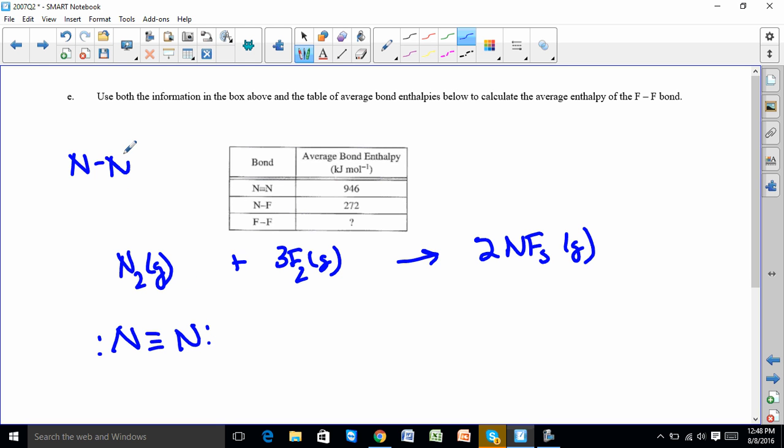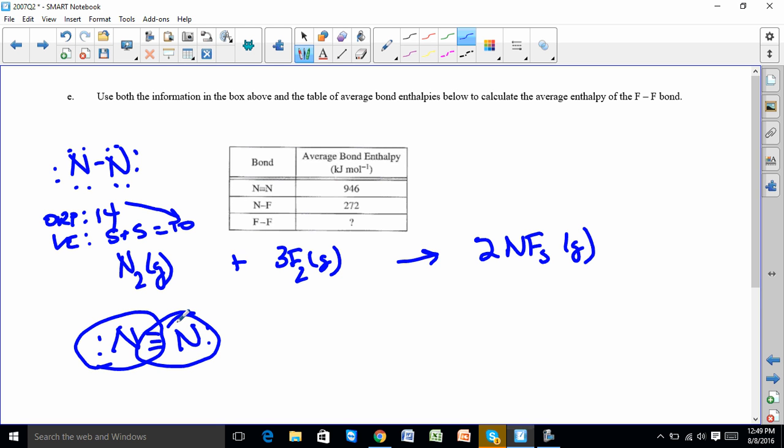If I do N like this, it has 2, it wants 8. This has 2, it wants 8. ORP is 2, 4, 6, 8, 10, 12, 14. So ORP is 14, but VE is 5 plus 5, which is 10. We're 4 electrons short, so one line brings it down to 12, and the other line brings it down to 10. So 2, 4, 6, 8, 10. This guy has 8. This guy has 8. F2 is this.